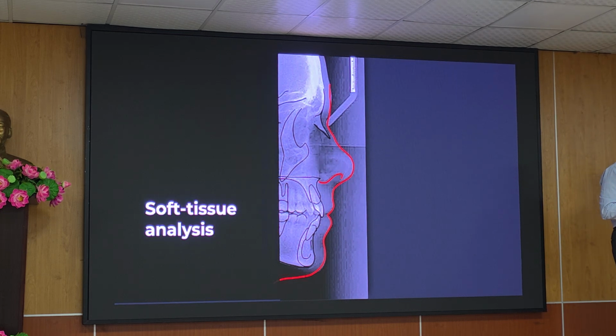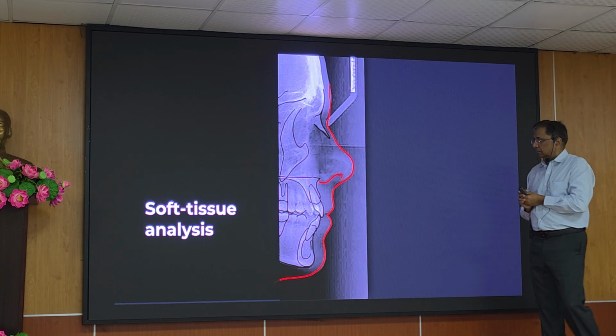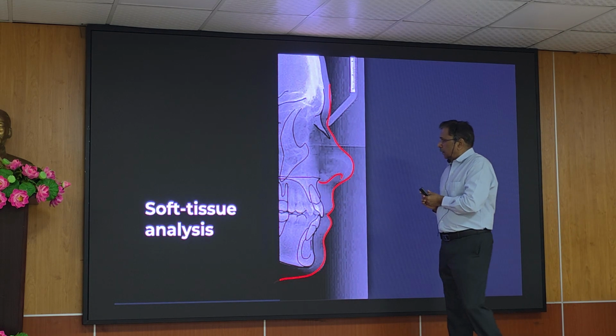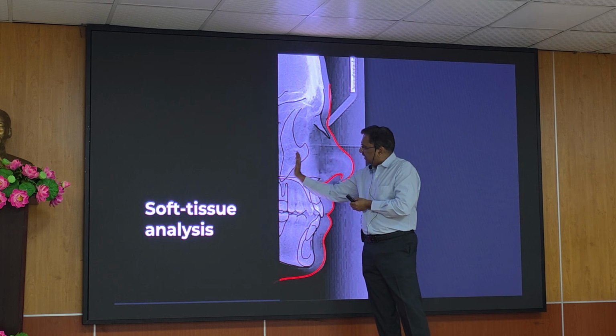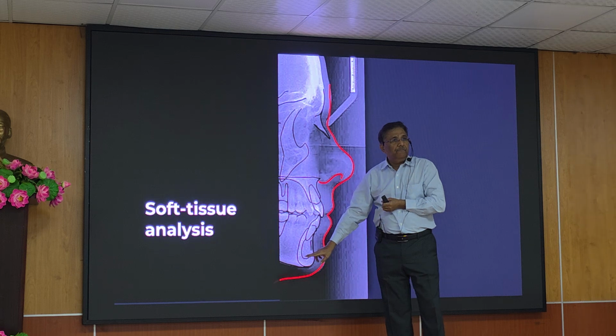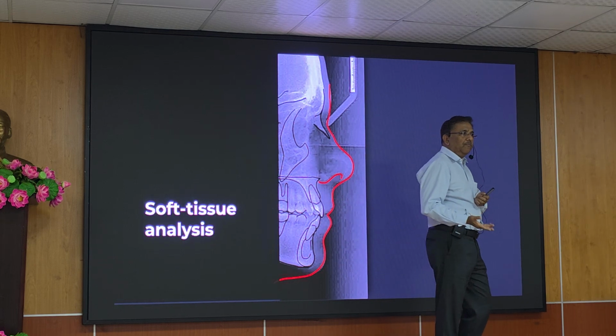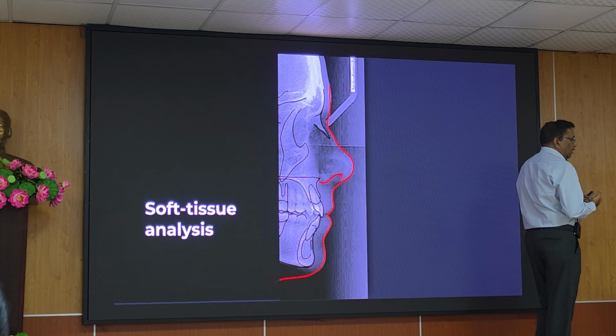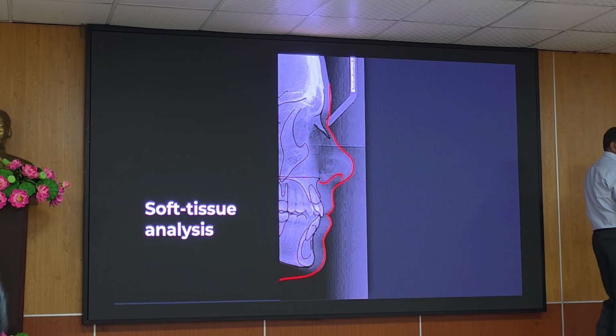Dạ, trong cái phân tích mô mềm thì chúng ta tập trung vào cái mô mềm này thôi, tức là cái đường màu đỏ thôi, cái đường nét màu đỏ này. This area we have already seen it, but we just focus only on the outline that you can see here, which is the integumental profile, or which is soft tissue profile of the face.